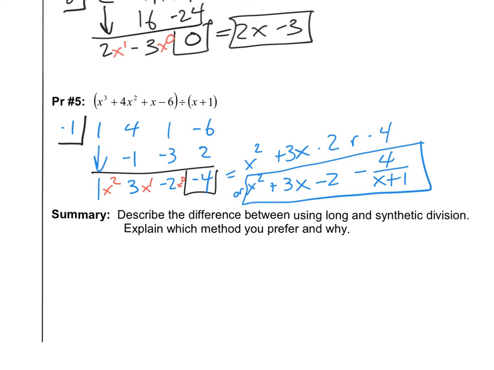All right, last thing here is a summary. I want you to describe the difference between using long and synthetic division. Explain which method you prefer and why.